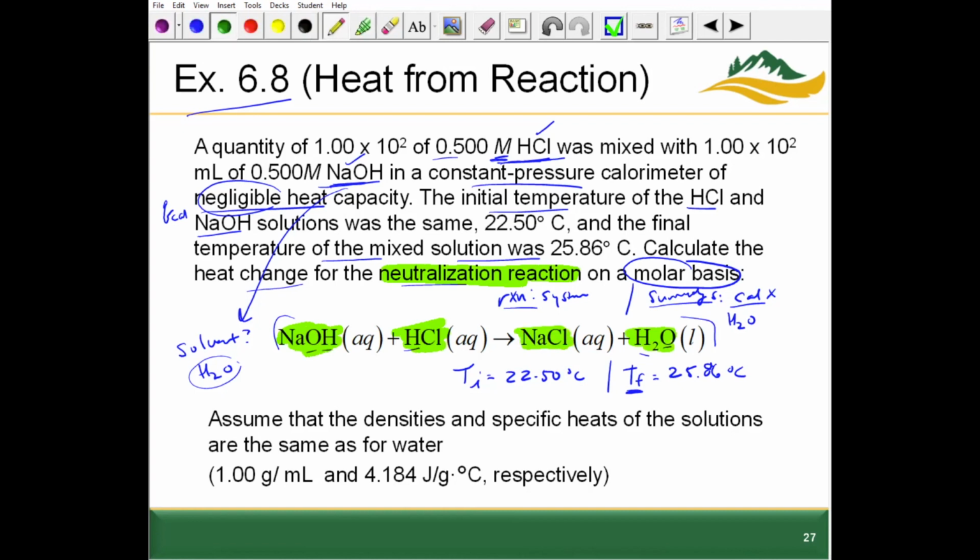So we can assume the densities and the specific heats of the solutions are the same as that of water, so 4.184 joules per gram degrees C. Is this a specific heat capacity or just a heat capacity? Well, definitely this is a specific heat capacity, right? Because it has that gram term. Then the density is 1.00 gram per mL. So we'll use this density for water as the same for our solutions.